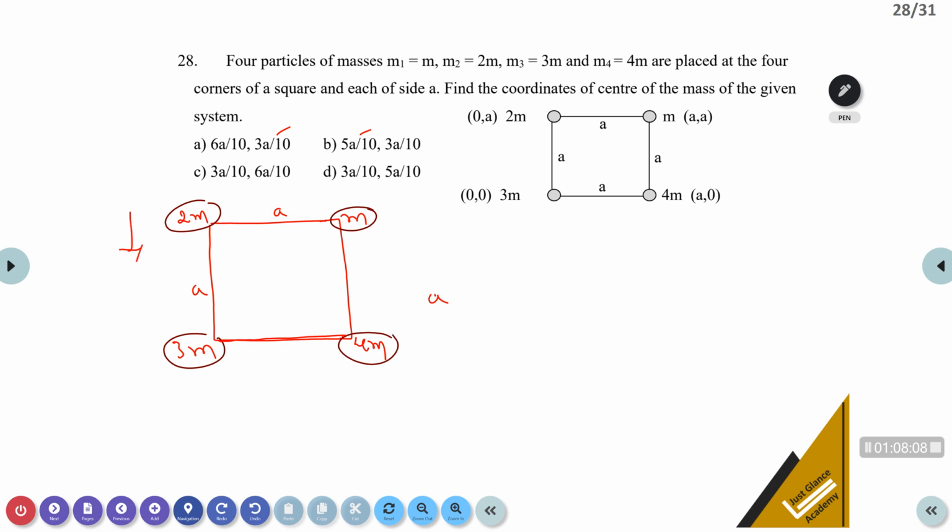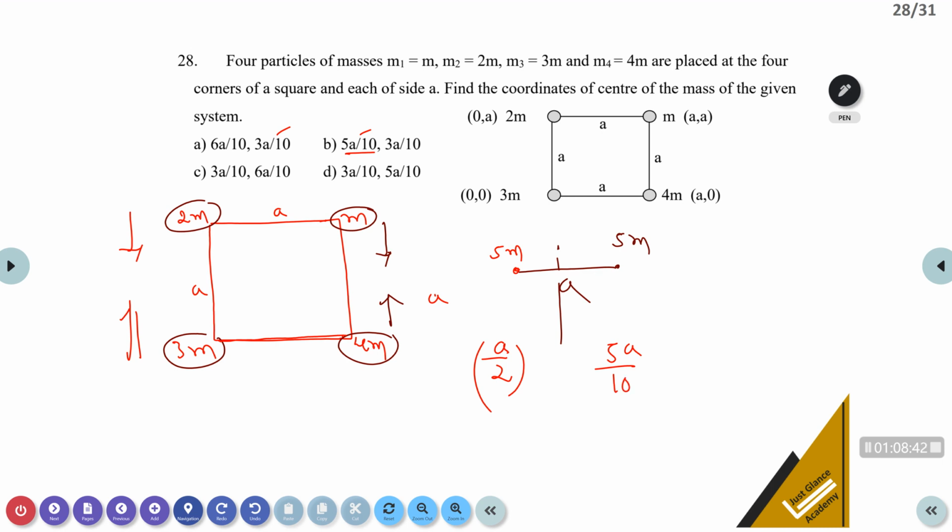Now I will club it like this. This becomes 5M. Similarly, this and this you club it, this also becomes 5M. Both are equal now. What is the distance here? A. Then both masses are equal, so the center of mass is at the middle, A by 2. A by 2 is not directly there, but 5A divided by 10 equals A divided by 2. So this is the right choice.